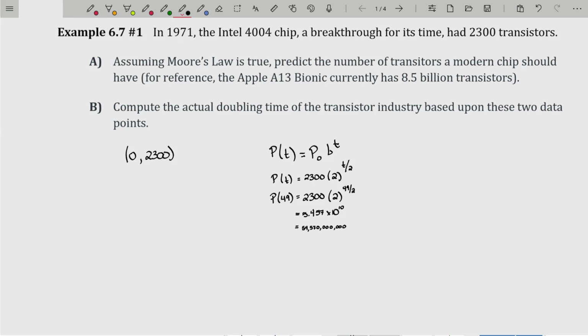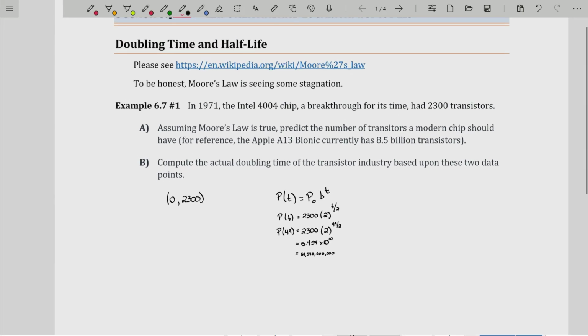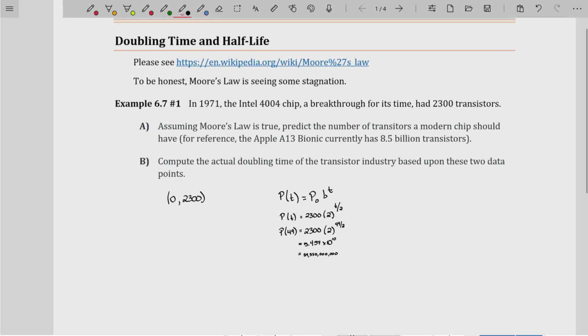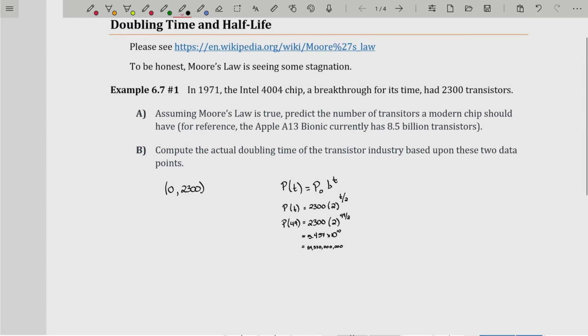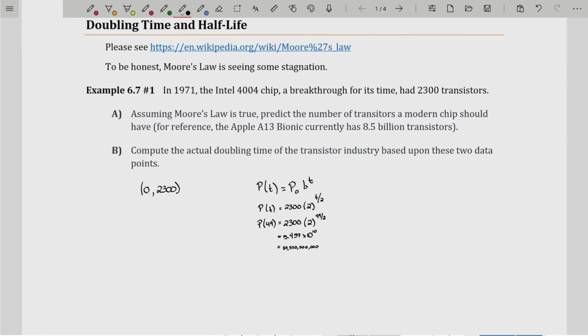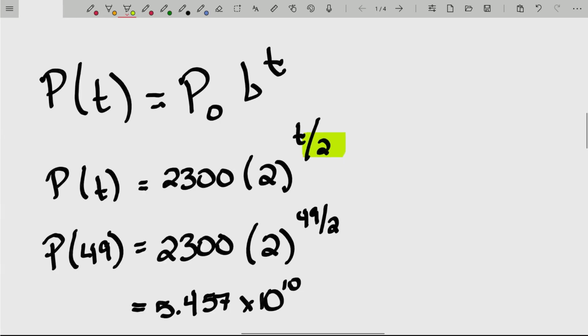Part B of this says compute the actual doubling time. And so I should say we have been dealing with what's called a doubling time problem because we want to know how long does it take for a population to double. And initially Moore's law said a population, specifically a population of transistors, will double every 2 years, according to our pace of technology. However, that's not what we're seeing.